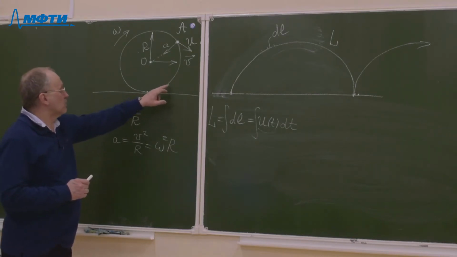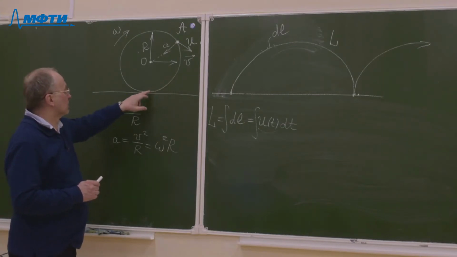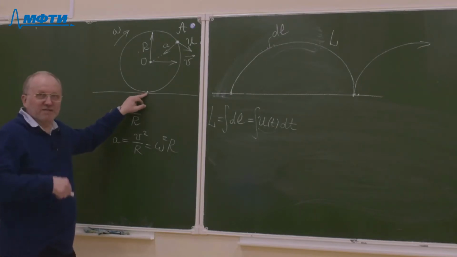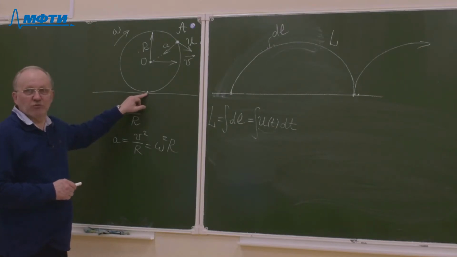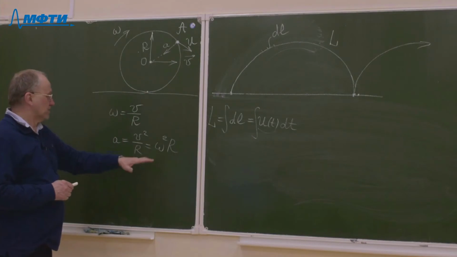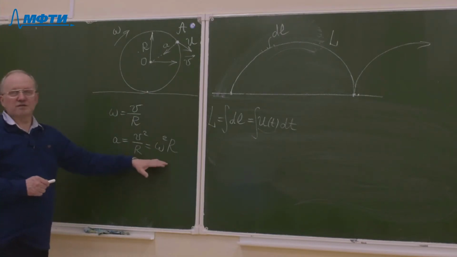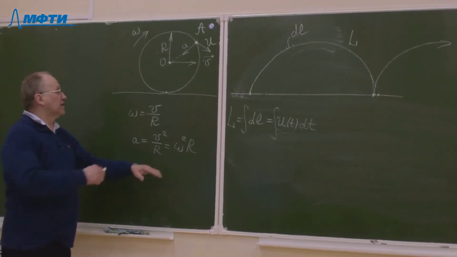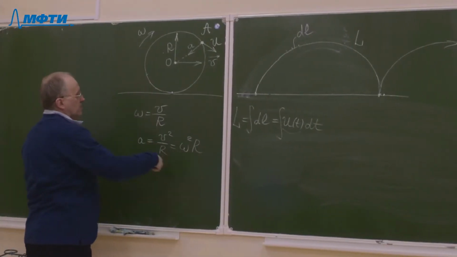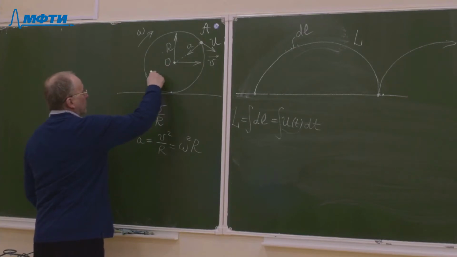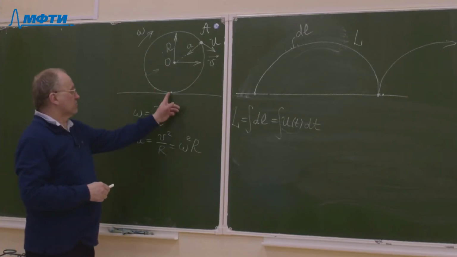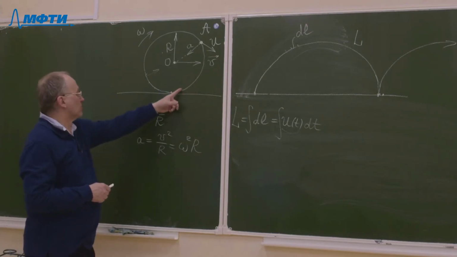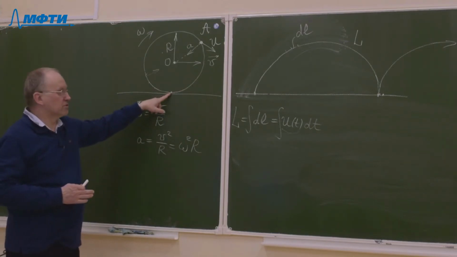At each time moment, there will be one point of the circle which touches the road, and therefore its velocity at this particular moment of time is 0. The acceleration is not 0. The acceleration we have found, this is the acceleration of any point of the rim. Any point on the rim has this acceleration, and this acceleration is directed towards the center. So acceleration in this point is not 0, but the velocity is 0 when this point of the rim touches the road. The velocity is 0.